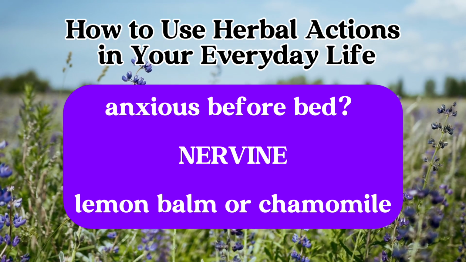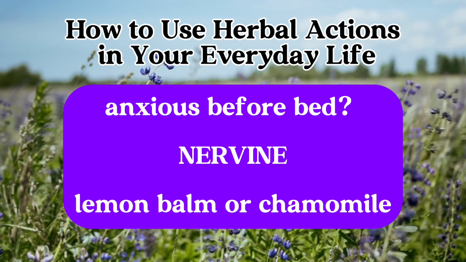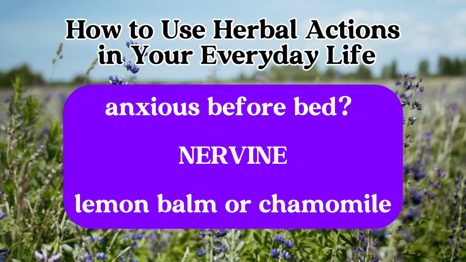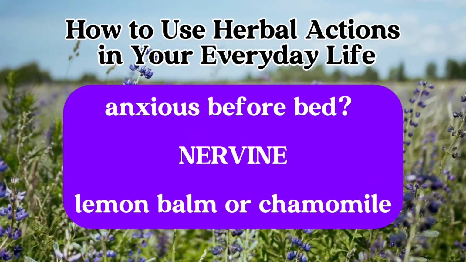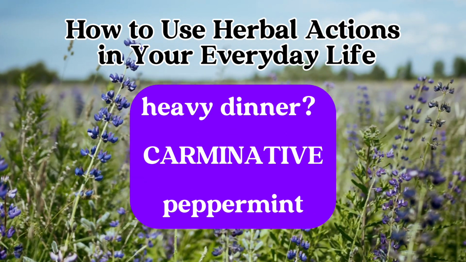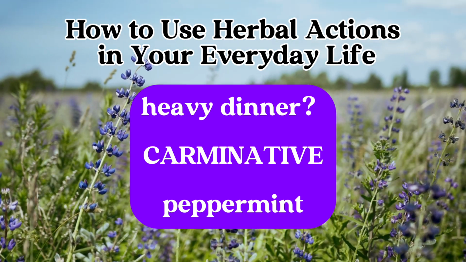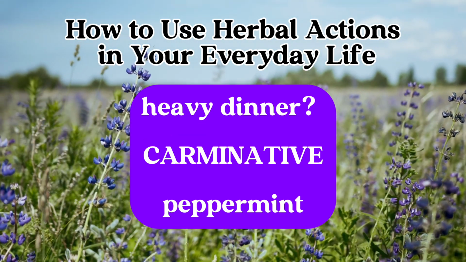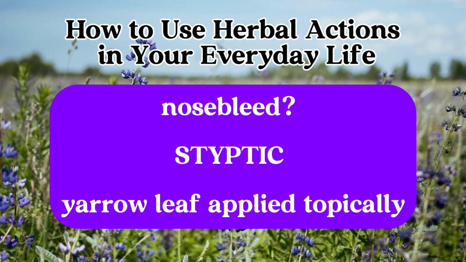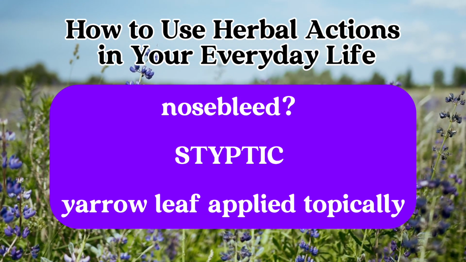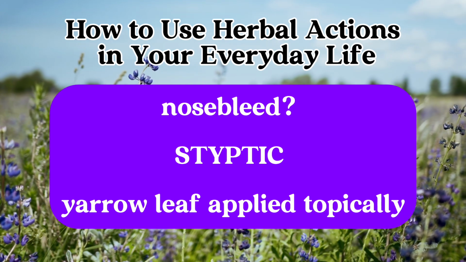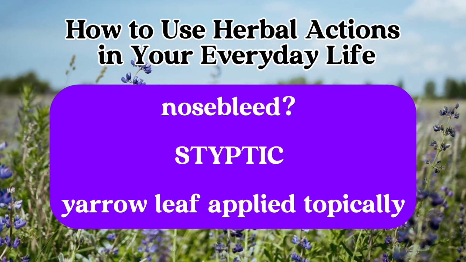So another example of this is if you're feeling anxious before bed, instead of just reaching for a random tea, you remember, I need a nervine. Boom, chamomile, lemon balm. Second example, heavy greasy dinner sits like a rock. You remember, I need a carminative, peppermint tea to the rescue. Third example of this is your kid gets a nosebleed. You remember, I need a styptic. Yarrow leaf applied topically can help stop the bleeding. Suddenly, you're not guessing your herbs, you're matching.